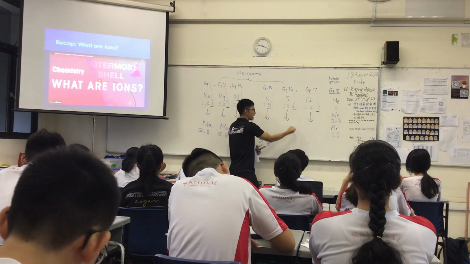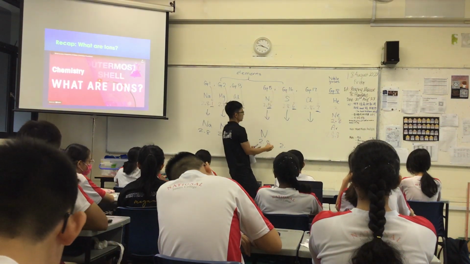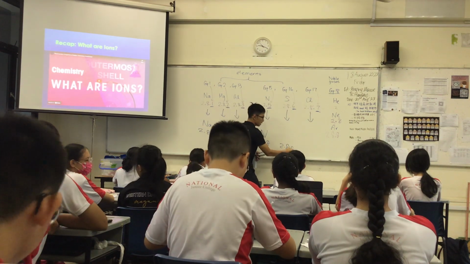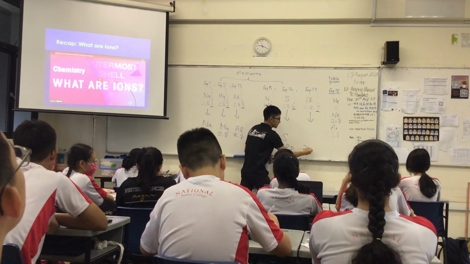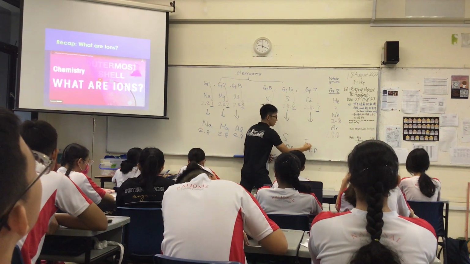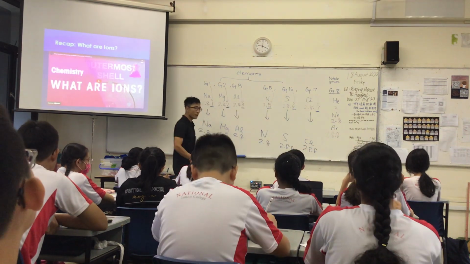Next, if sulfur gains 2, it becomes 2.8.8. This is the new version. For chlorine, easier to just gain 1, to become 2.8.8. I've left out something.